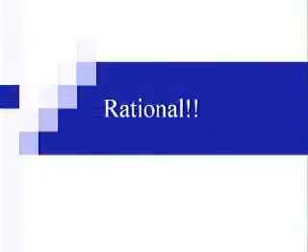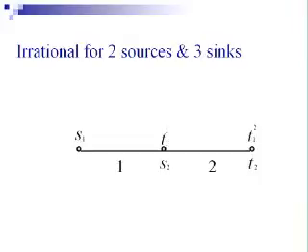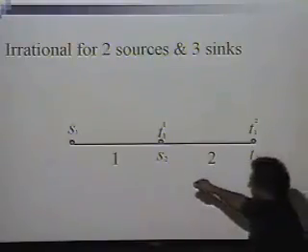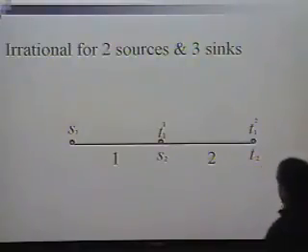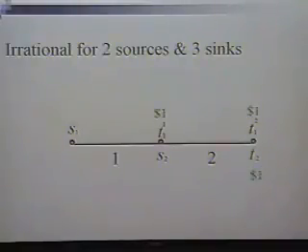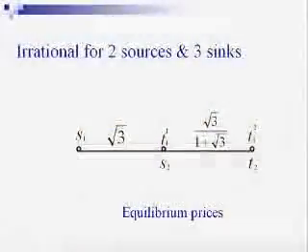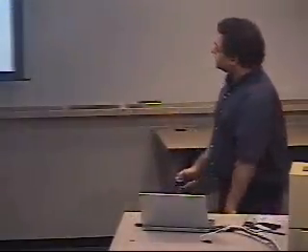But then we started looking at more general versions of Kelly's problem, and we soon realized a big problem. Namely, for two sources and three sinks, we already run into irrationality. So if you have one source and two sinks for this source, and another source with one sink, and $1 for each of these sinks, and these capacities are 1 and 2, then the equilibrium prices are irrational.